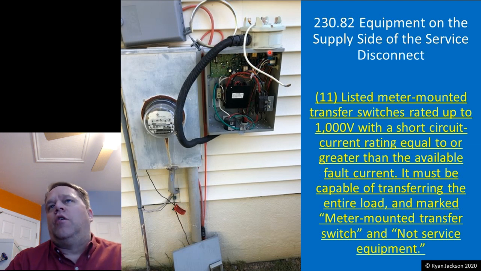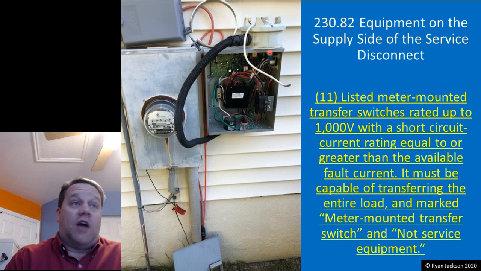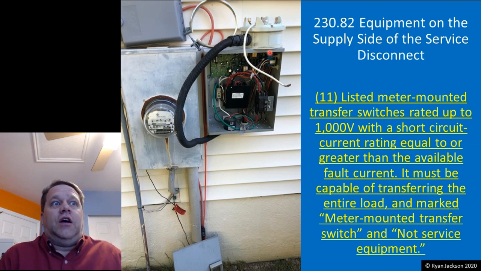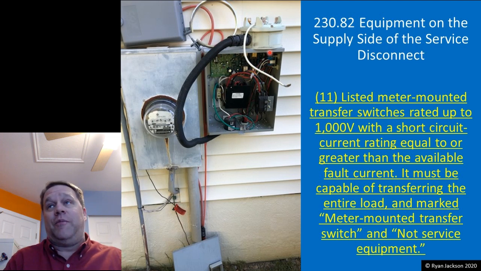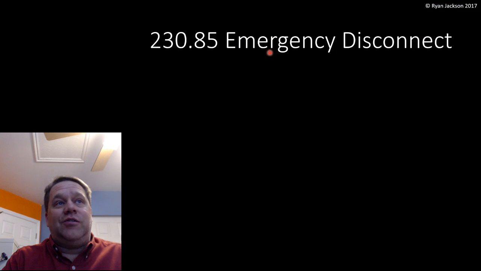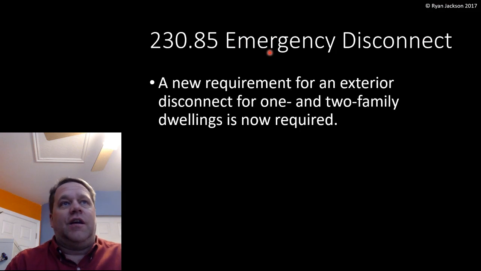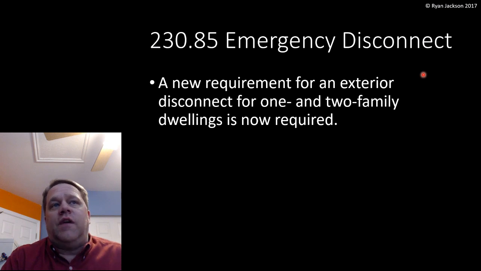The last change in Article 230 is, depending on where you live, either nothing. You're going to see this change and be like, well, I thought that was already required. We've been doing that for 100 years. Or you're going to read this and it's going to stop your earth from spinning. 230.85 Emergency Disconnect. A new requirement for an exterior disconnect for one and two family dwellings is now required.